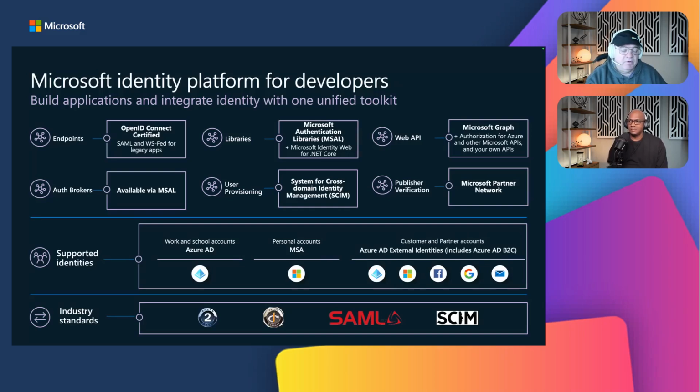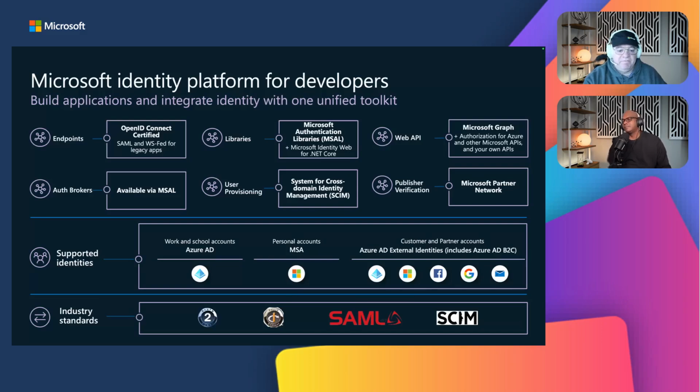We also support a number of different types of identities with those endpoints and libraries. So we have our consumer accounts, Microsoft personal accounts or Microsoft accounts. We have our standard customer enterprise accounts with our Entra ID accounts. And then we have external identities where you are either inviting a lot of partners into your enterprise or directly accessing your customers who may not have an association they're connected to. So we have different ways that you can have tools that talk to those customers.